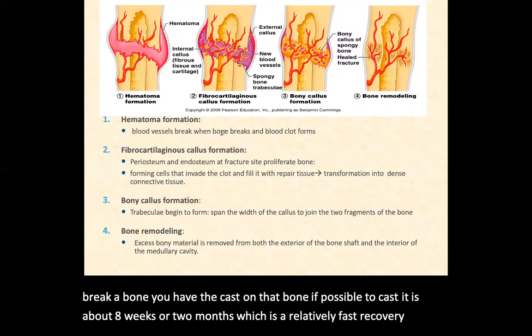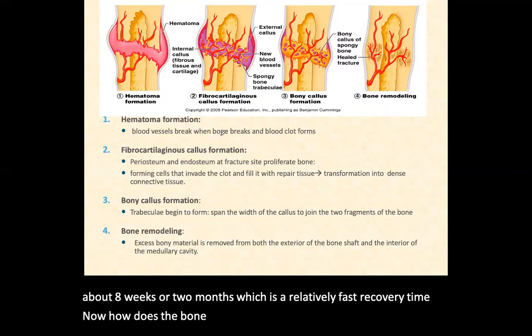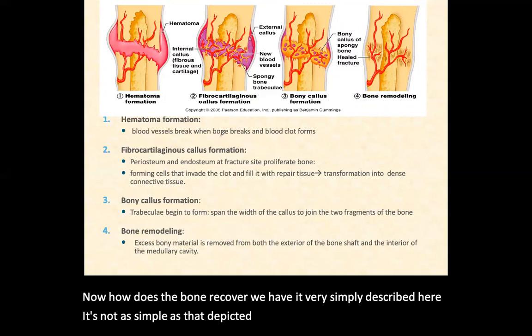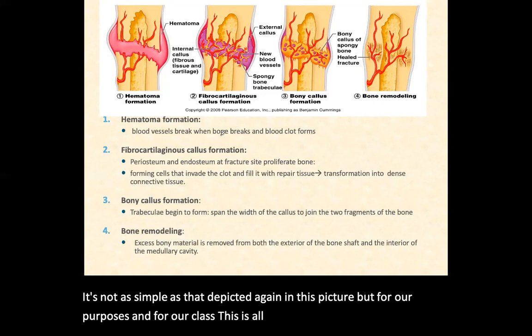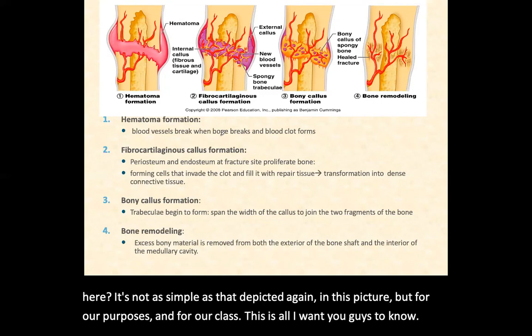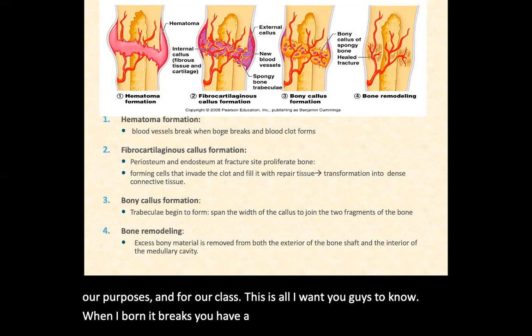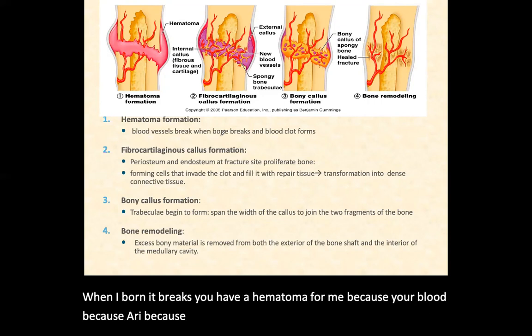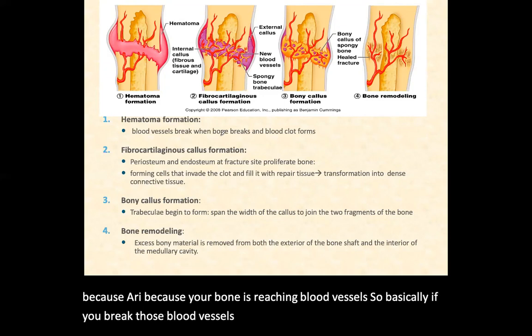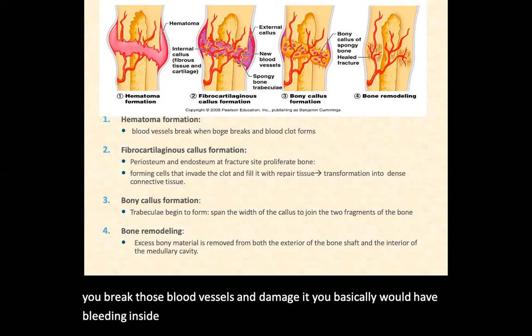Now, how does the bone recover? We have it very simply described here. It's not as simple as it's depicted in this picture, but for our purpose and for our class, this is all I want you guys to know. When a bone breaks, you have a hematoma forming because your bone is rich in blood vessels. So if you break those blood vessels and damage them, you will have bleeding inside the bone and eventually formation of clots.